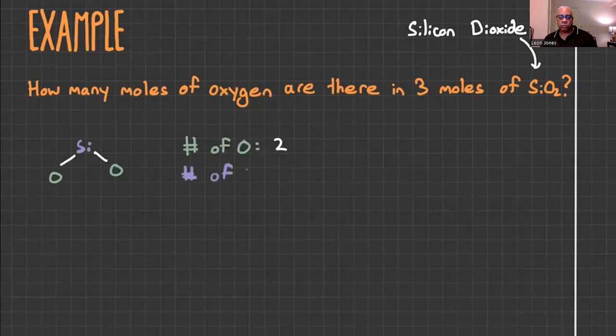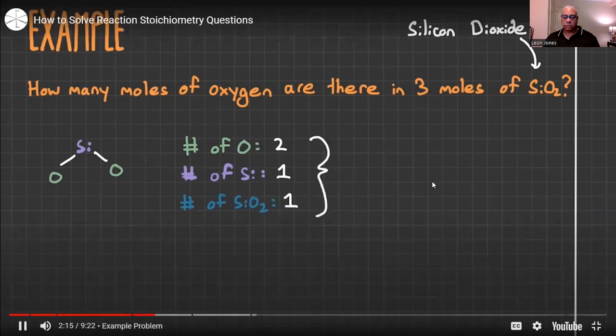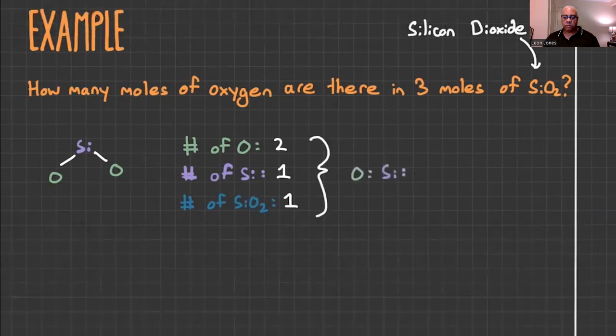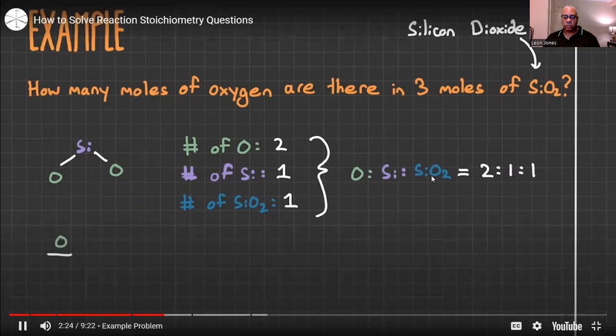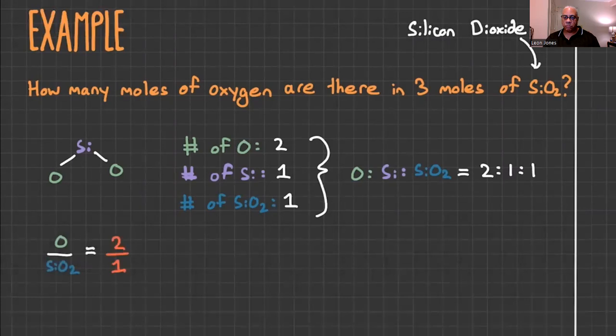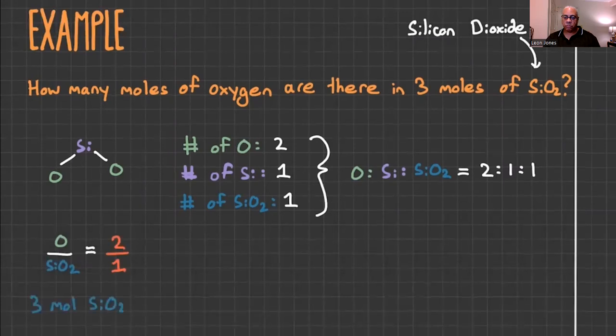So the question here is how many moles of oxygen are there in 3 moles of silicon dioxide, or SiO2? The first step for us is to identify the mole ratio. In every 1 mole of silicon dioxide, there are 2 moles of oxygen. For every silicon dioxide molecule, there are 2 oxygens and 1 silicon atom. We can then establish that the ratio of oxygen to silicon dioxide is 2 to 1.